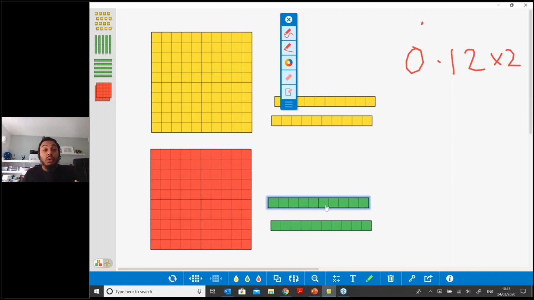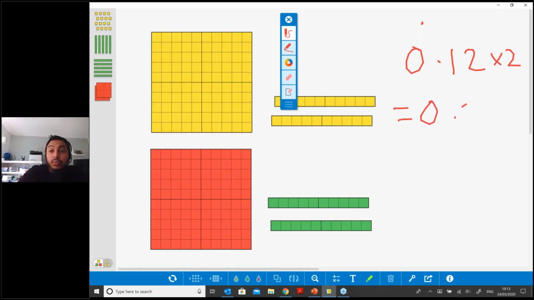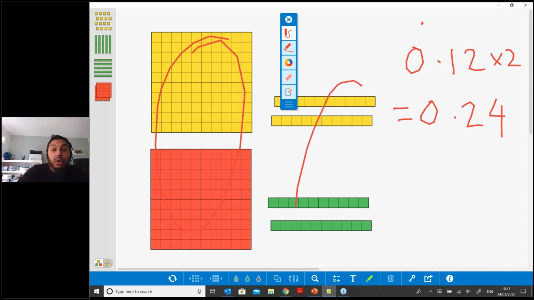Just like when we talk about multiplying 5 times 4, we can show 5 lots of 4s or 4 lots of 5s. We want our children to do exactly the same, visually thinking about decimals in the same way. Can we show 0.12 times 2? Yes, we can. 0.12 is here, and 0.12 times 2 is all of this together. So 0.12 times 2 is 0.24. There are two tenths there, and there are 4 hundredths, 0.24.